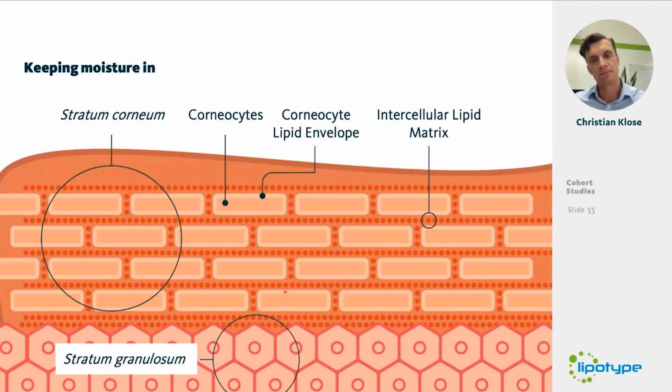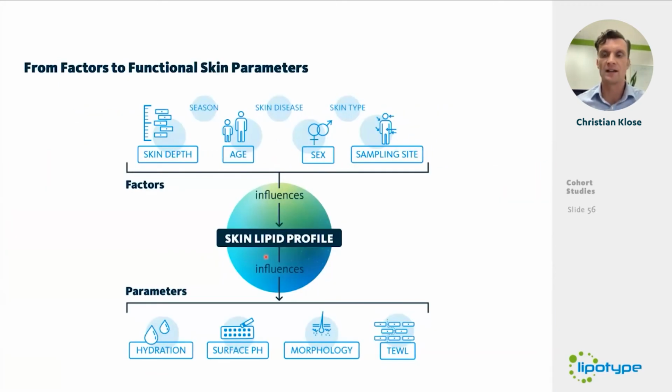So the skin, as you all know, especially its outermost layer, is our barrier to the outside world. And the sebum and the stratum corneum are very rich in lipids, mainly triglycerides in the sebum, which is the greasy film on our skin, and cholesterol and ceramides in the stratum corneum itself. And the skin lipid profile is affected by many different factors, such as age and sex, but also by the season of the year and skin diseases. And the skin lipid profile in turn influences functional skin parameters like hydration of the skin, pH, morphology, and barrier function.